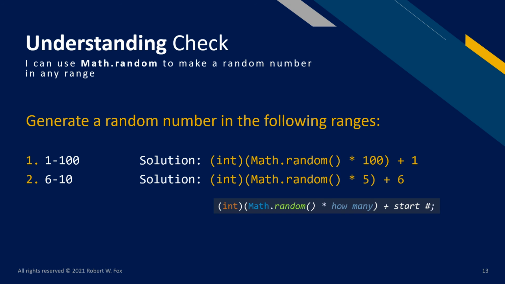Following our pattern for 1 to 100, we say math.random times 100 because we want 100 possible values, and then we say plus 1 because we want to start at 1. For 6 through 10, 6, 7, 8, 9, 10 is 5 possible values, and we want to start at 6. So we say plus 6 at the end.